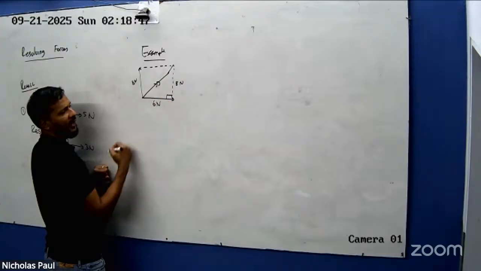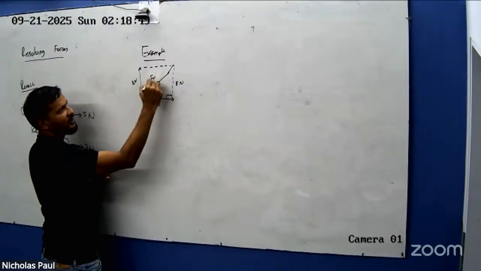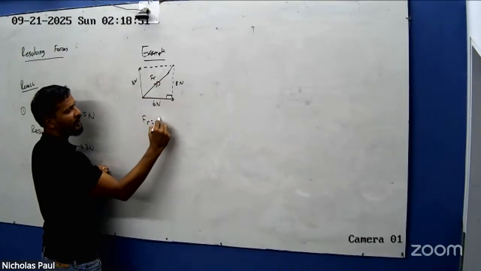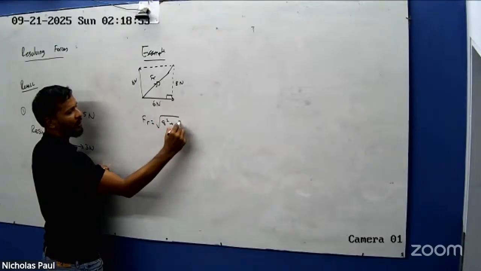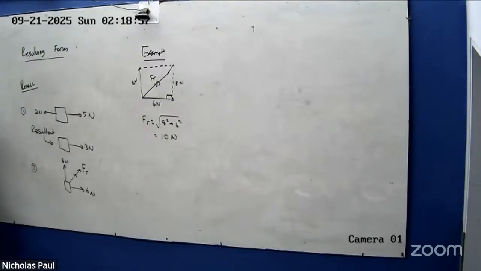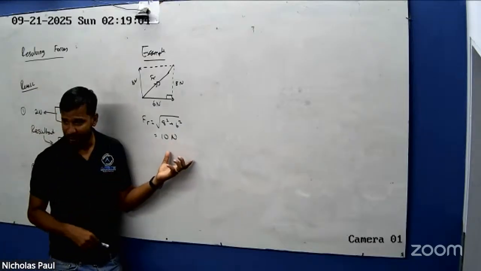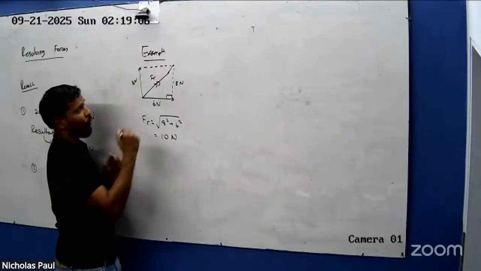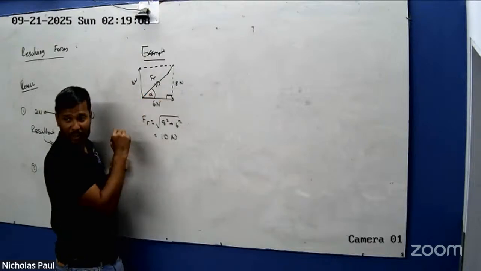This is a right angle. So to find the resultant force, it will be the square root of 8 squared plus 6 squared. Answer is 10. That's okay? So I'm just trying to make sure you remember how to do that. And force is a vector quantity, right? So you should also have some direction.